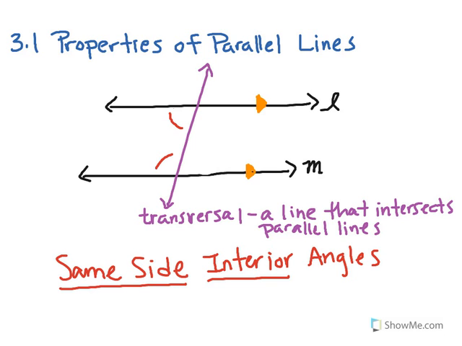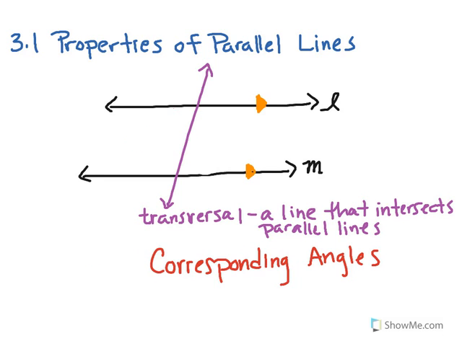Before that, I also want to let you know that any pair of same side interior angles will always add up to 180 degrees. So the measure of this angle plus the measure of this angle will equal 180 degrees. The one that we just saw before, alternate interior angles, are congruent. In other words, they can be set equal to each other. Don't worry if you don't get all of this right now. I'm going to put a summary at the end of this. All right, let's go ahead and take a look at corresponding angles.